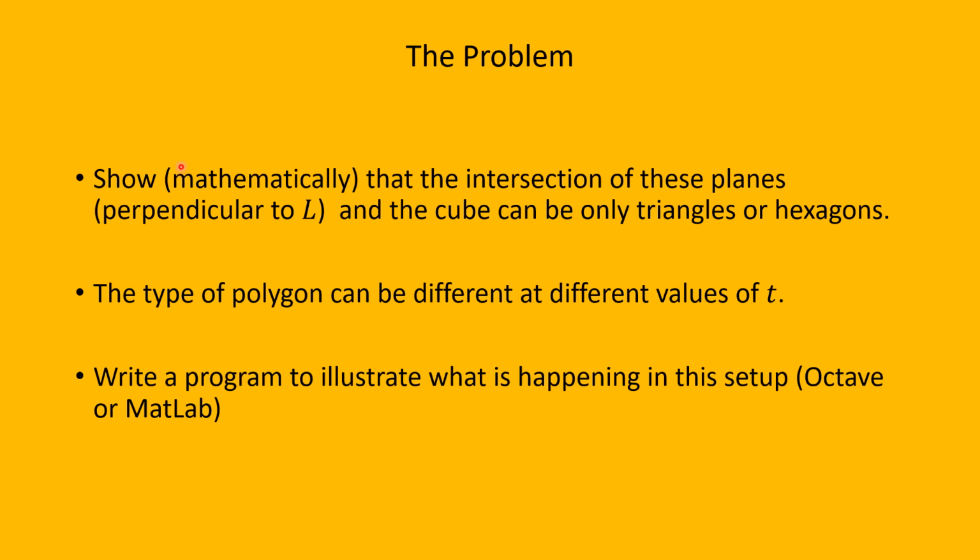So the mathematical problem is to show mathematically that the intersection of these planes that are perpendicular to that line L and the cube can only be, in our particular problem, triangles or hexagons. If we took a different line L, we might get a different answer. The type of polygon can be different for different values of t, or different points with coordinates t, t, t on that line L. And what we would like to do is to see how we can write a program to illustrate what is happening in this setup using Octave, or almost equivalently MATLAB.